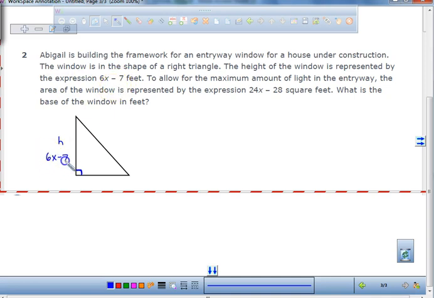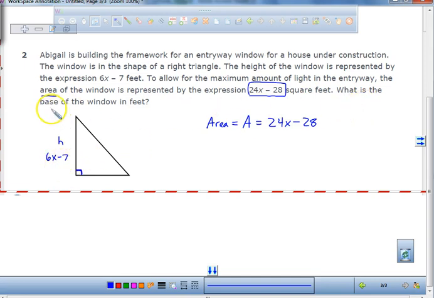Now, to allow for the maximum amount of light in the entryway, the area, keyword area, of the window is represented by the expression 24x minus 28. So right now, I'm going to write capital A for area. Say capital A is equal to 24x minus 28 square feet. Okay? So this is in square feet. This is just in feet.